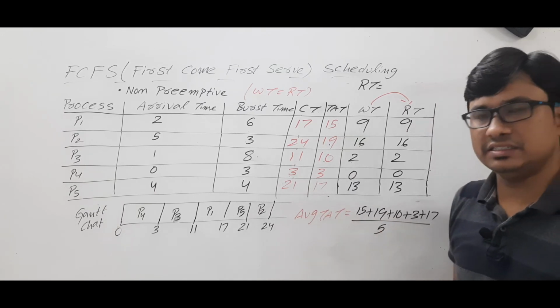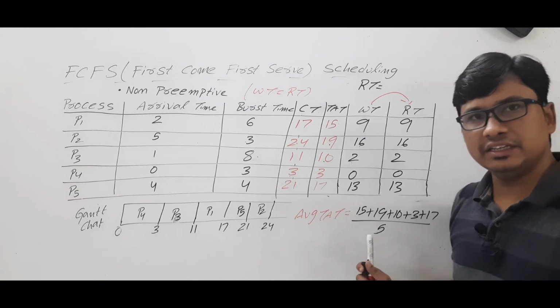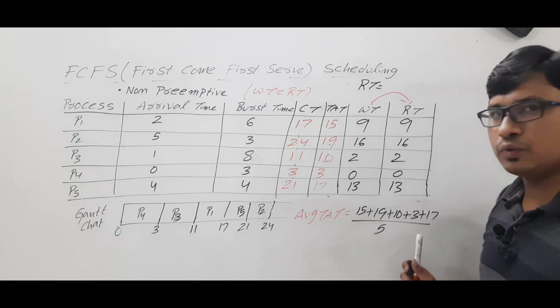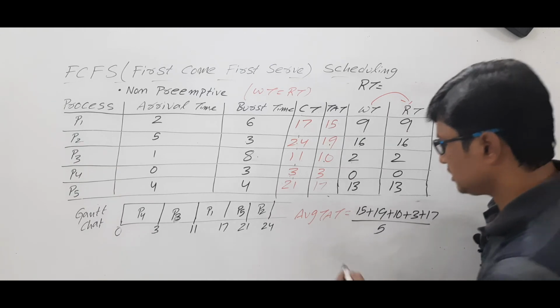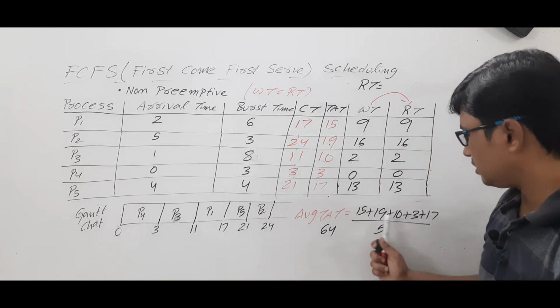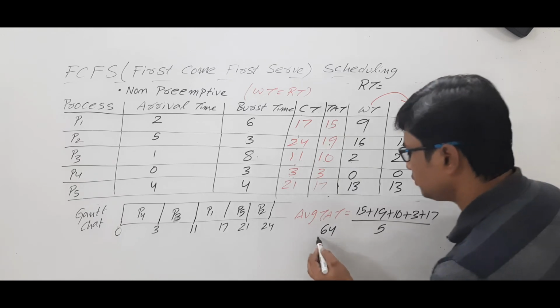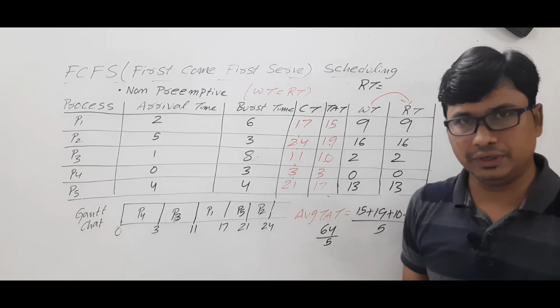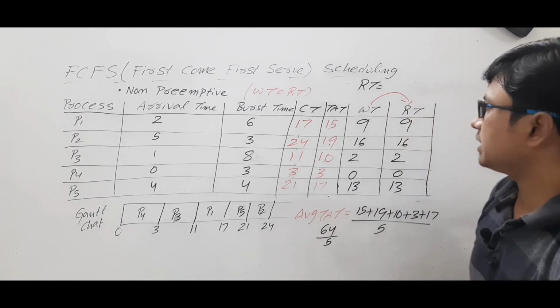15 plus 19 is 34, 34 plus 10 is 44, 44 plus 20 is 64. Is it clear? Because 17 plus 3 is 20, so 44 plus 20 is 64, and 64 divided by 5 you can compute. Is it clear? Are you able to understand?